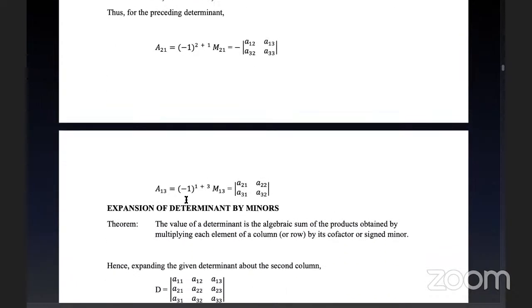Now for A13, the sign is basically, you just add the subscripts. Then that becomes the power of -1. So -1 raised to 4 is positive. That's why the value of your cofactor is the same as the value of the minor.